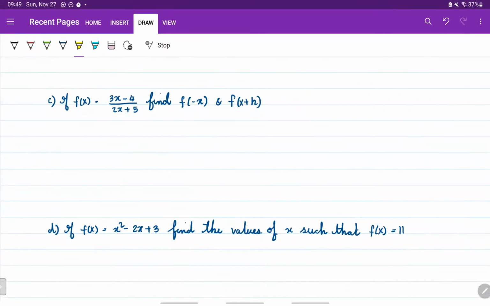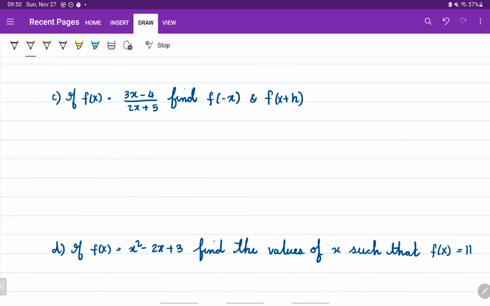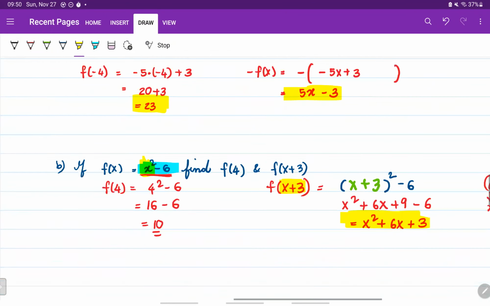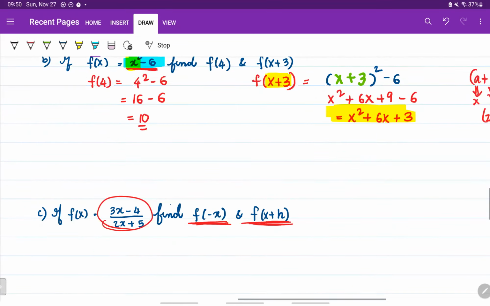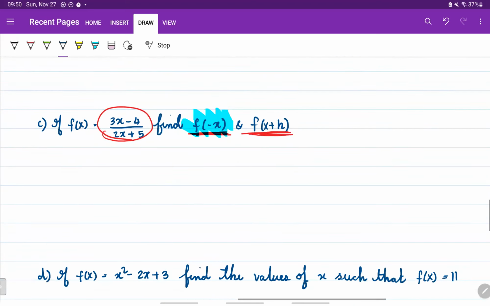Okay, another example here. We have our f of x as this function. We need to find f of negative x and f of x plus h. If you look closely, you might think that we did something like this earlier, but if you look here, we did negative f of x, and here it is f of negative x. These two are very different things, and we will know why now.